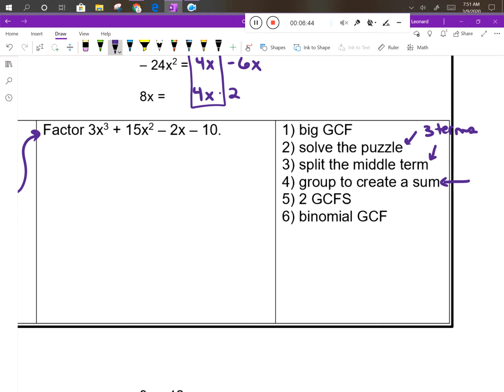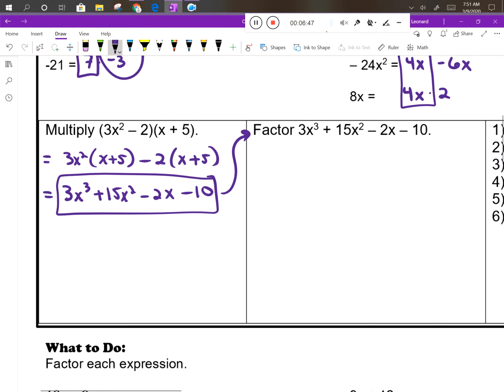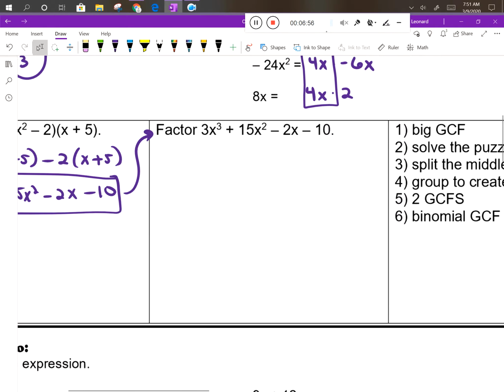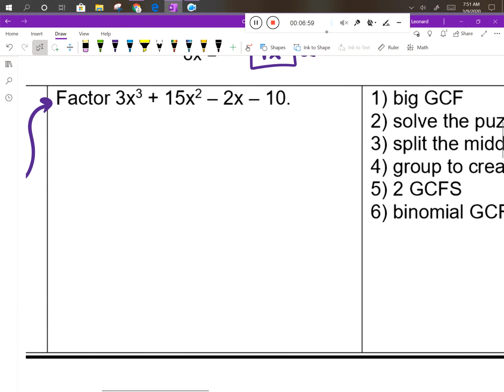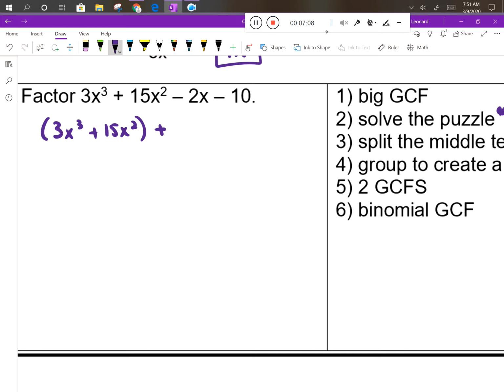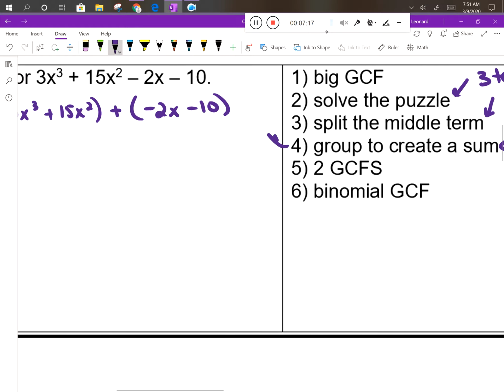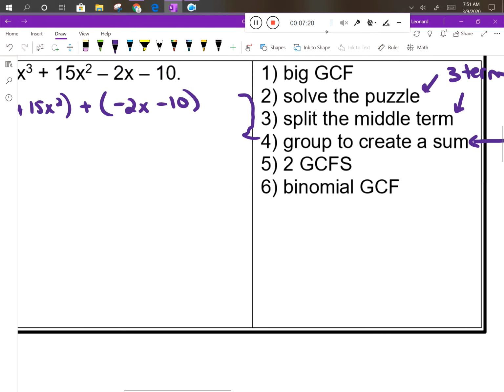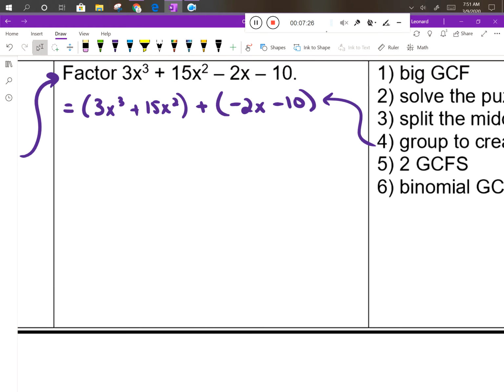So here's what we mean. I need pairs, because if you look back at that multiplication problem, see how the first 2 terms are grouped and the second 2 terms are grouped, right? Something was distributed to 2 terms, and then something was distributed to another 2 terms. We're trying to create that situation. So I'm going to put parentheses around 3x cubed plus 15x squared, and it says to create a sum. Remember, sum means addition. So I've got negative 2x minus 10 in the second set of parentheses. So that's what we mean by step 4. Oh, sorry, my computer's not cooperating. There we go. That's step 4, group to create a sum.